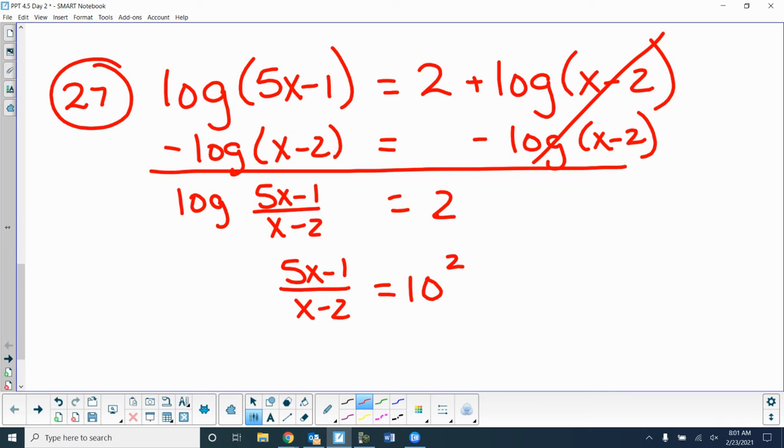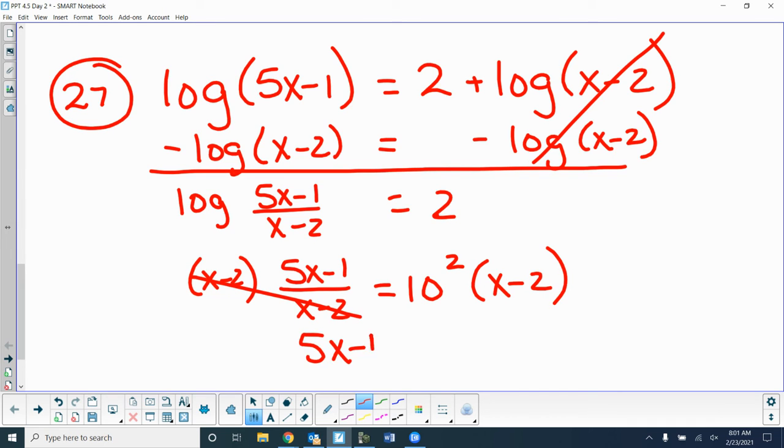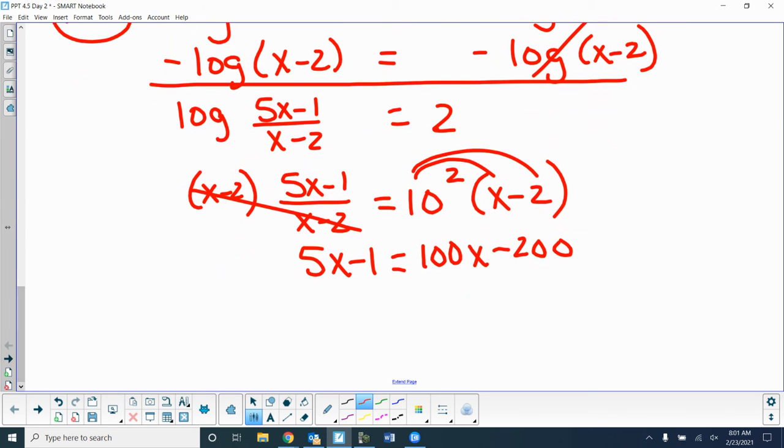Can't leave that in the bottom. Multiply, right? We had a problem very similar to this one yesterday. Once we got to this point, the x minus 2's cancel. So I have the 5x minus 1. Then you've got to distribute: 100x minus 200.